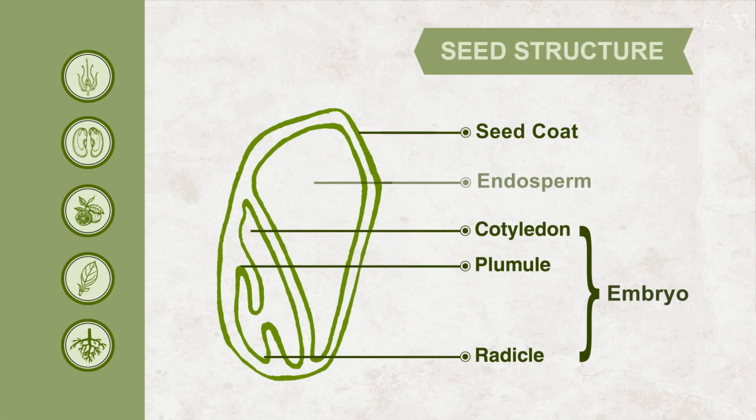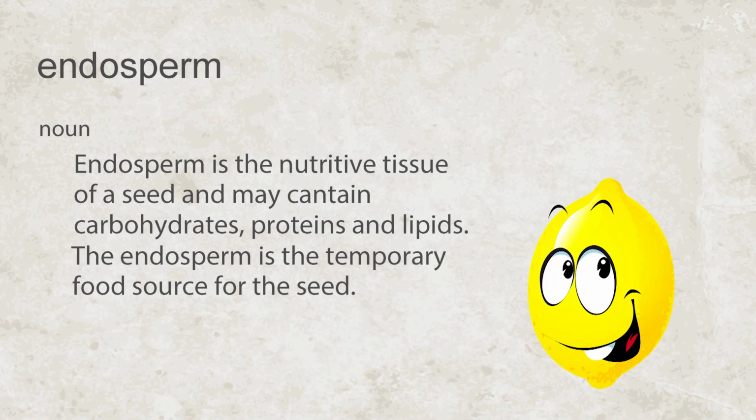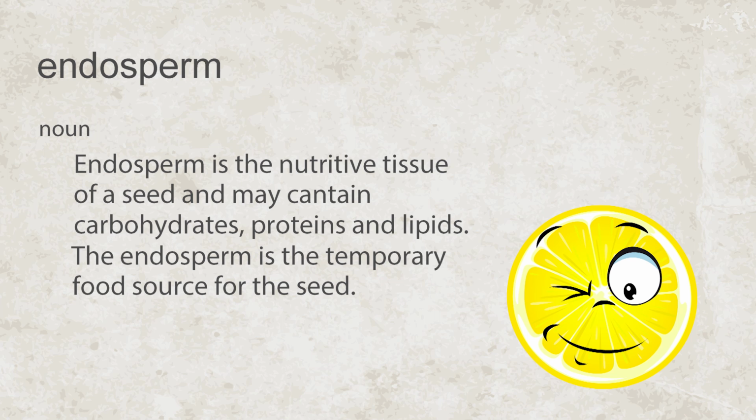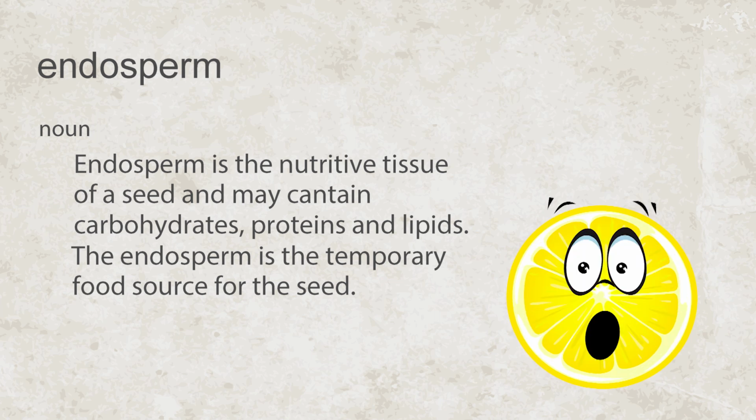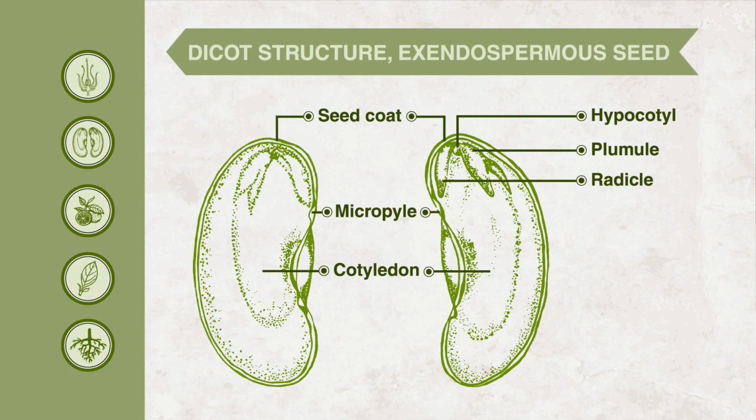Some seeds also have visible endosperm. Endosperm is the nutritive tissue of a seed and may contain carbohydrates, proteins and lipids. The endosperm is a temporary food source for the seed. In some plants, the endosperm is absorbed by the cotyledons, leaving the mature seed without separate endosperm.